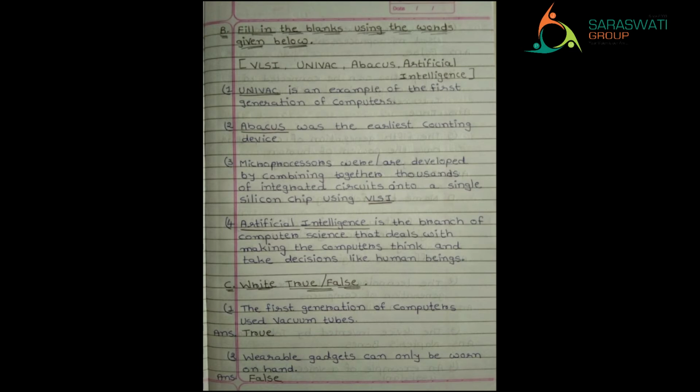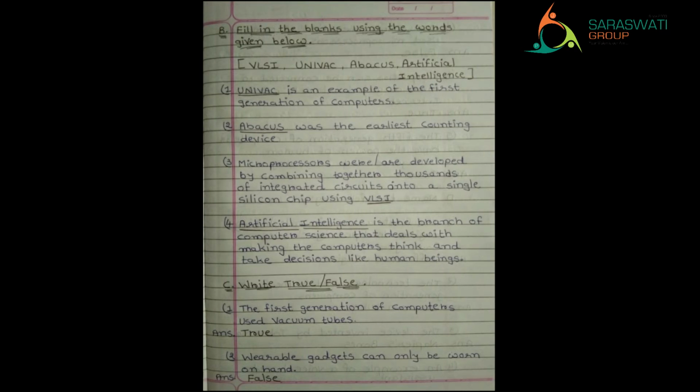What is that? Fill in the blanks using the words given below. In the bracket, certain words are given, right? So we just have to identify which one is the correct answer for the given blank, right? So the first blank is: blank is an example of the first generation of computers. Now we know that in all generations the technology was different. Maybe microprocessor, maybe vacuum tubes, maybe transistors, right? So the first generation's computer, the example from the given option is UNIVAC.